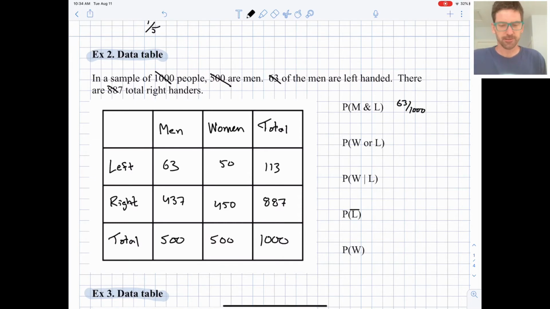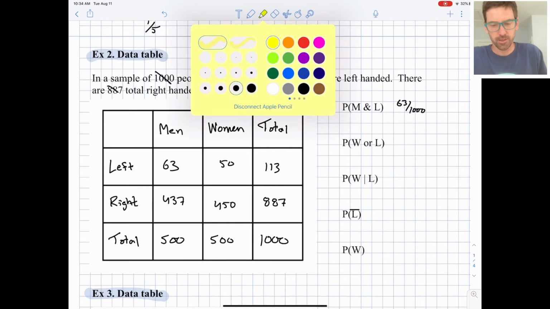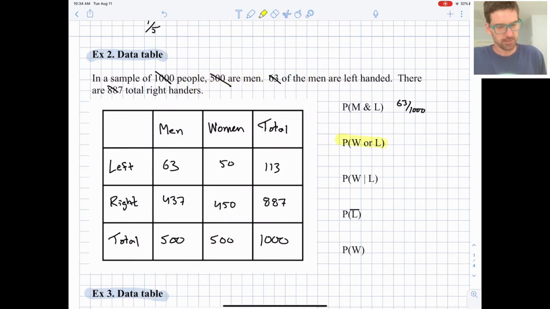All these numbers, most of these are probably going to be out of 1,000 until we get to some conditional stuff. Probability of women or left-handedness. So these are all our women, and these are all our left-handedness. Okay, so let's use our formula. 500 women out of 1,000 plus 113 left-handers, and then minus the 50 that we're counting twice. Okay, so that's going to equal 563.